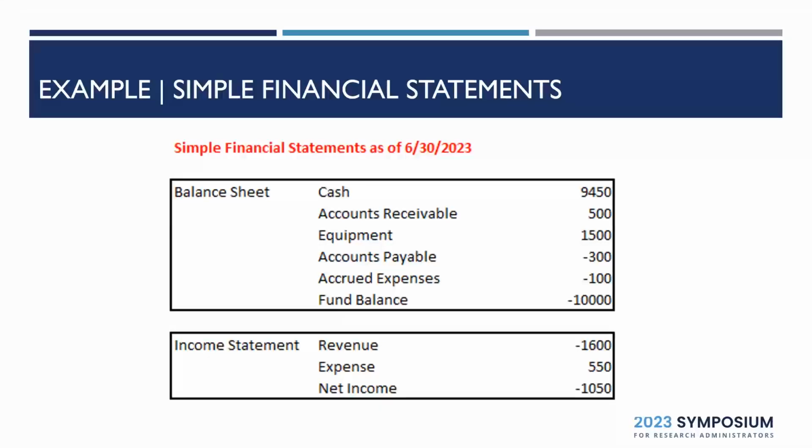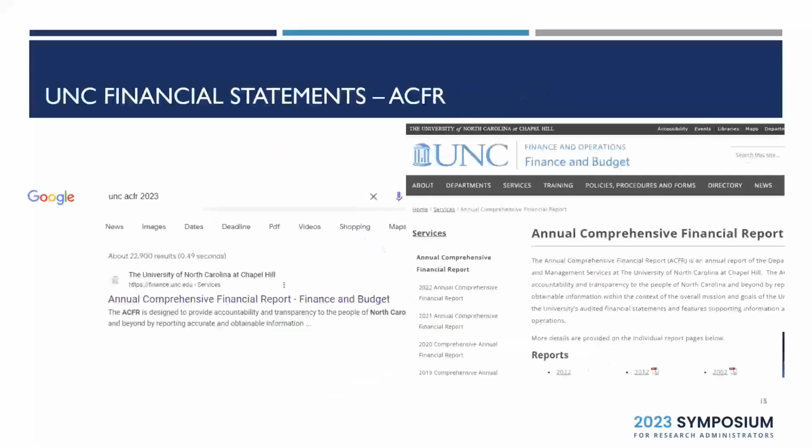The balance sheet is known in governmental accounting terms as the statement of net position, and the income statement is known as the statement of revenues, expenses, and changes in net position. UNC's financial statements are within the ACFR, or the Annual Comprehensive Financial Report, and a link is provided in the appendix, or you can use your favorite search engine to find it. Here's a screenshot showing where you can find those.